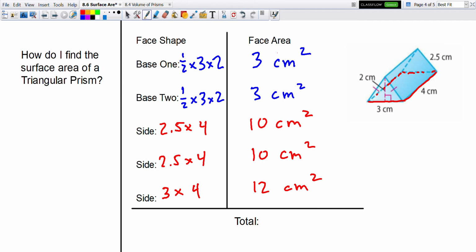Okay, so on the top in blue here, we have our 2 triangle areas. Triangle 1 was 3 centimeters squared, triangle 2 was 3 centimeters squared as well. Both of our side rectangles were 10 centimeters squared for area. They were both 2.5 by 4 centimeters. And the bottom rectangle down here was a 3 by 4, making it 12 square centimeters. Okay, and just like the rectangular prism, when I add all my surface areas together, all 5 of them here, 2 triangles and my 3 rectangles, it'll be 38 square centimeters.